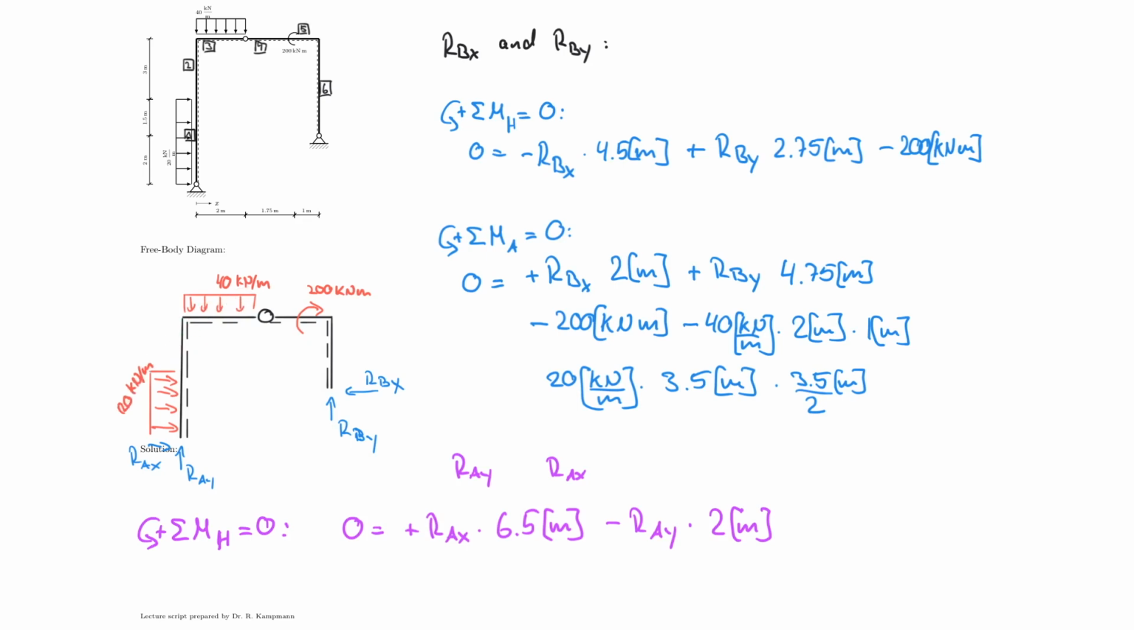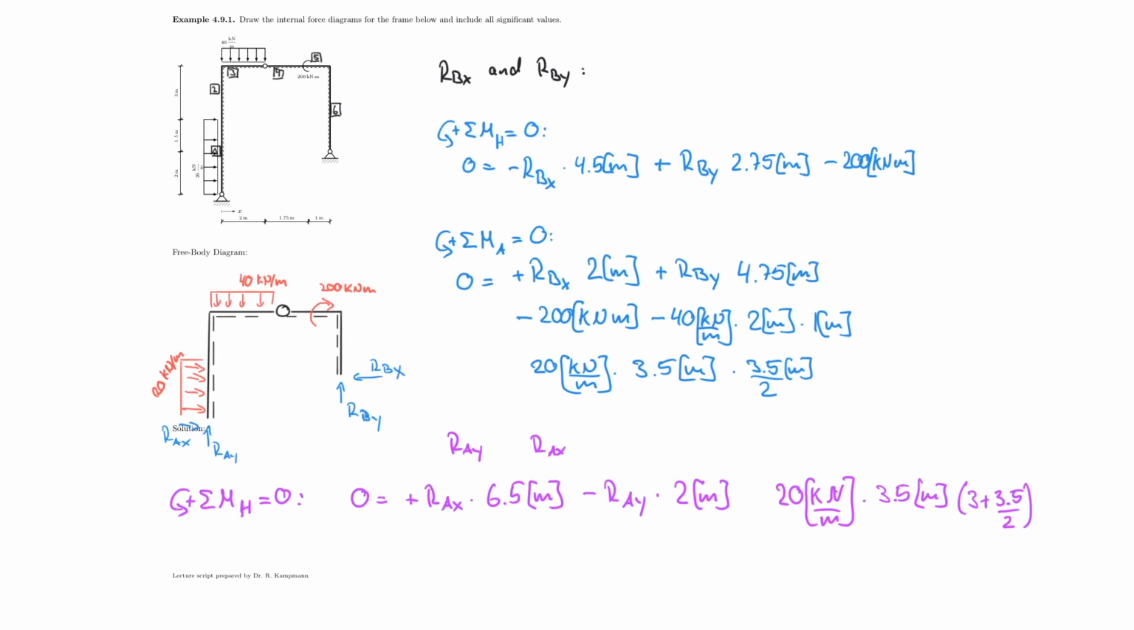the 20 kilonewton and 40 kilonewton per meter. So let's start with the 20 kilonewton per meter, which is acting over a length of 3.5 meters. But now be careful, because the lever arm now is about the hinge. So we're rotating about the hinge. And that means that now I have to take the distance from here to here, which would be 3 plus 3.5 divided by 2. And that's how I'm going to write it down. So multiplied by 3 plus 3.5 divided by 2. And that also would be in meters.